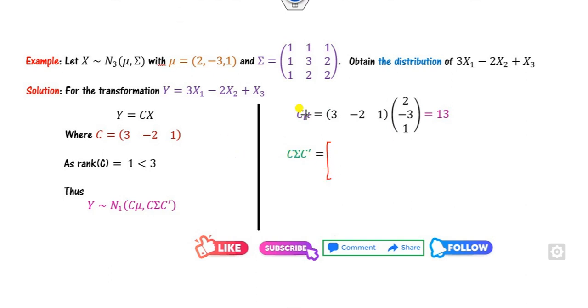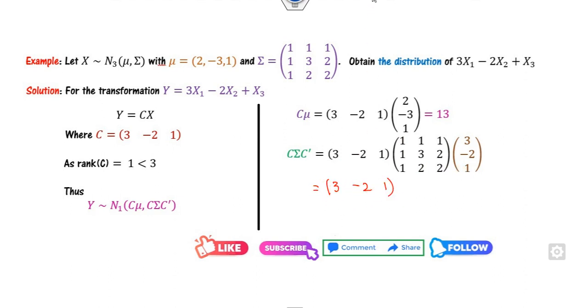Now I can substitute this value. C will be 3, minus 2, 1. Sigma will be 1, 1, 1, 1, 3, 2, 1, 2, 2. And C transpose is 3, minus 2, 1. Now you can multiply them. If I multiply them, it will be 3, minus 2, into 1.